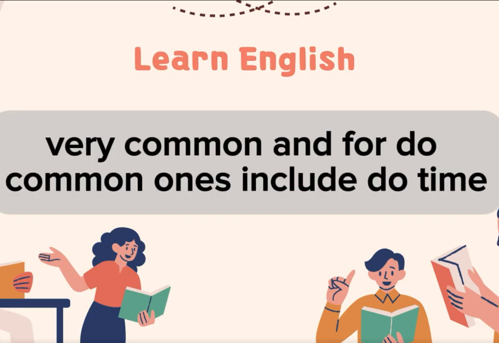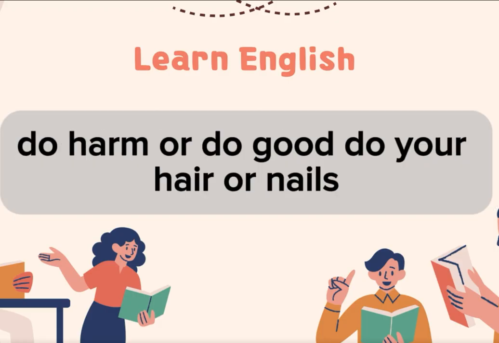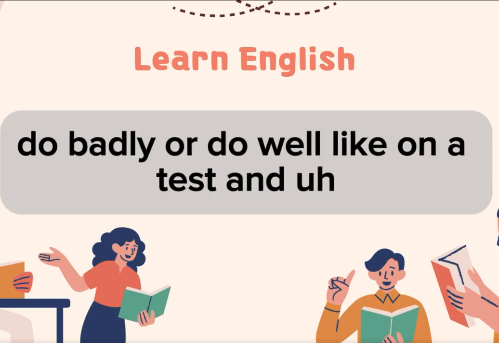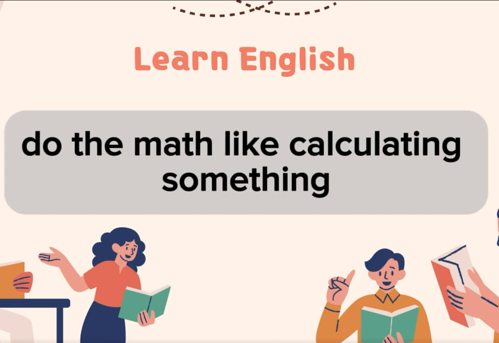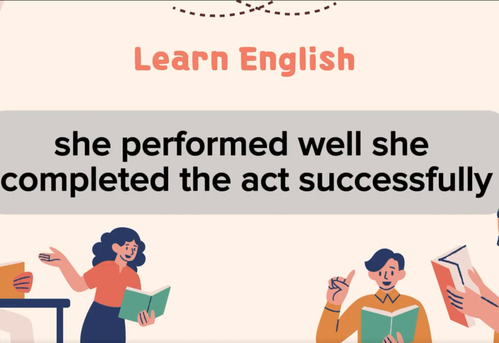Very common. And for do, common ones include do time, meaning be in prison. Specific use. Yeah. Do harm or do good. Do your hair or nails. The activity of styling them. Do badly or do well, like on a test. And do the math, like calculating something. So, for example, she did well on her English exam. She performed well. She completed the act successfully.